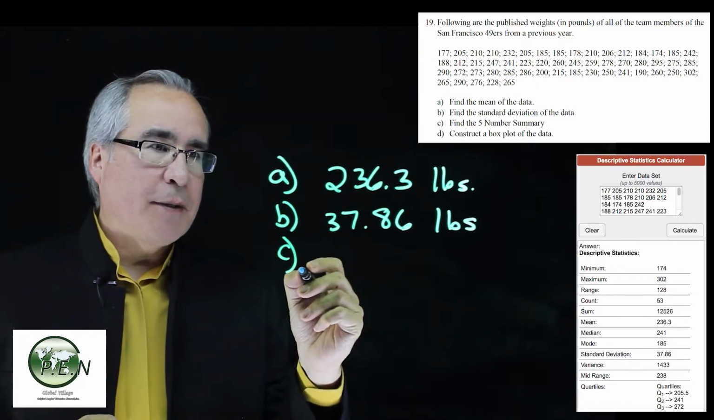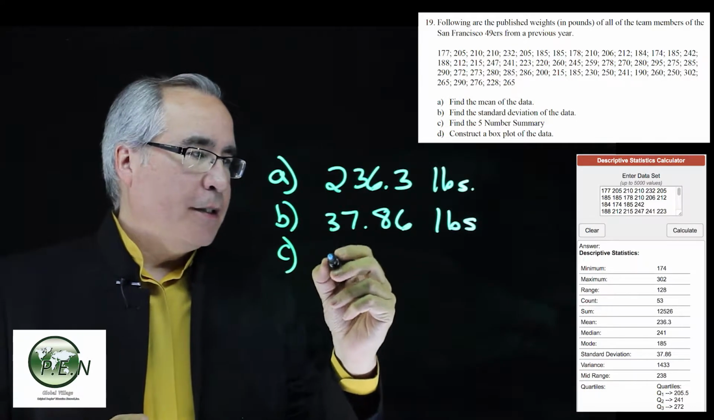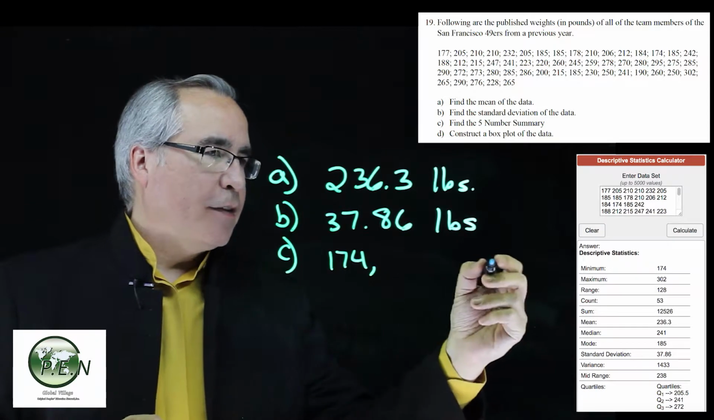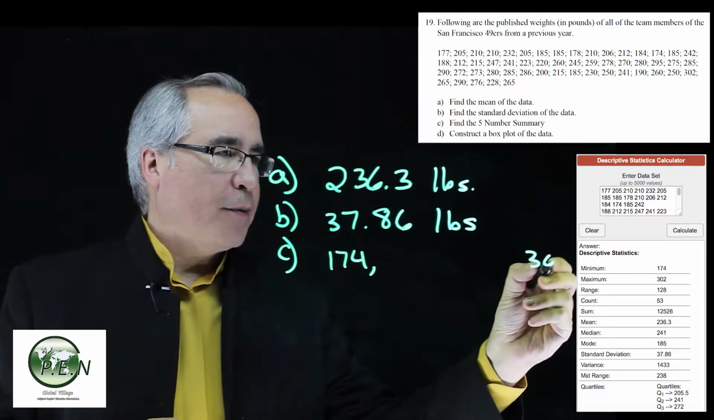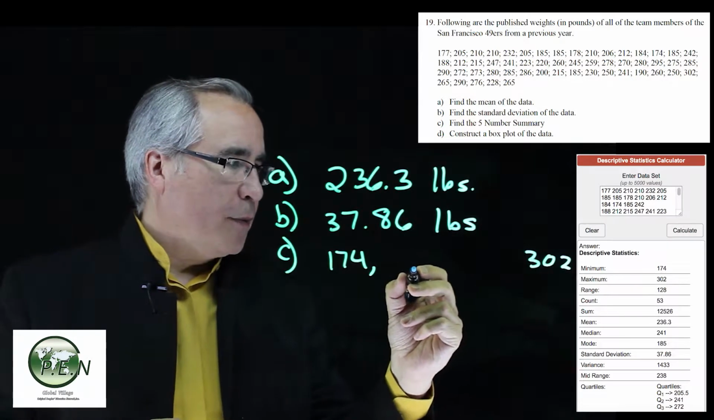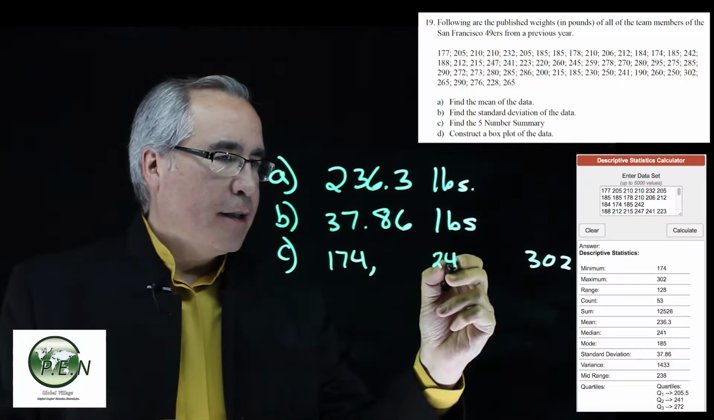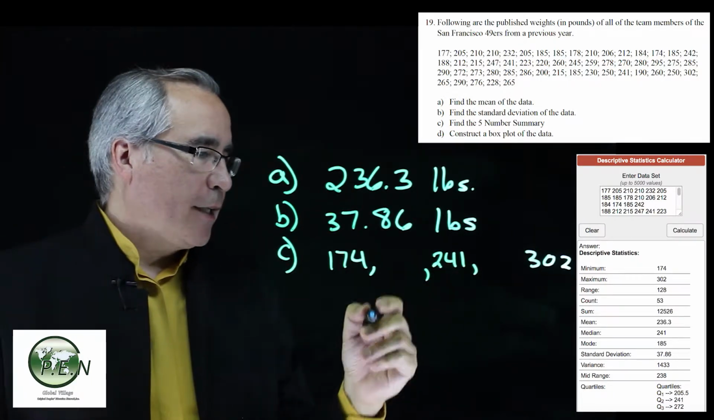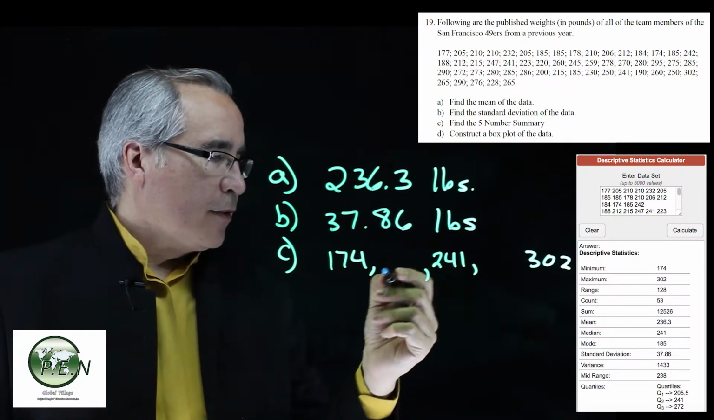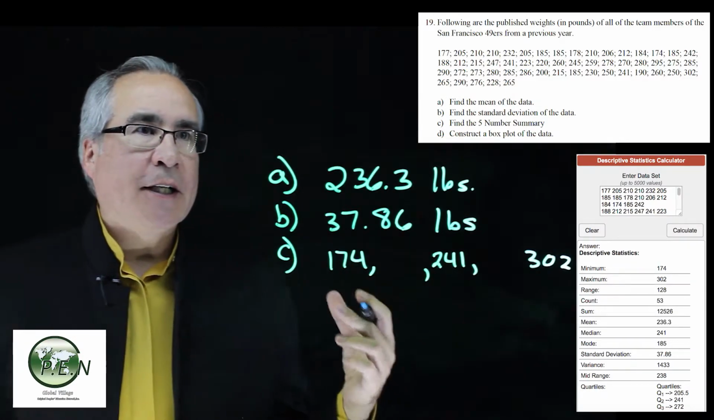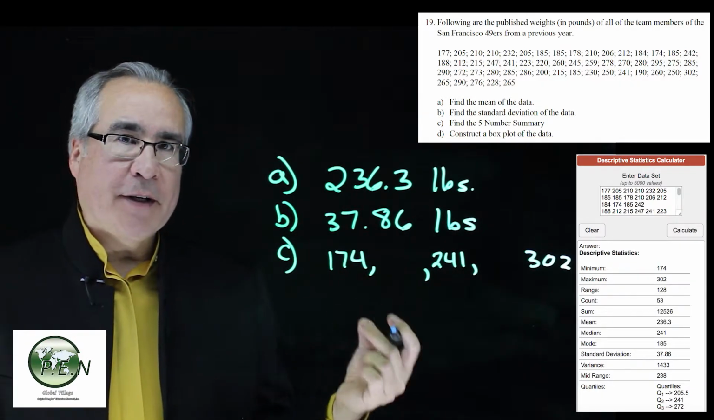So the 5-number summary: the minimum value is 174. They give us the maximum, I'll go ahead and go out there, 302. They give us the median in there, which is 241. And then now we just need the first quartile and the third quartile, and we look down. This one gives the first quartile as 205.5. I also did it on a TI calculator, and it gave me 205.5.